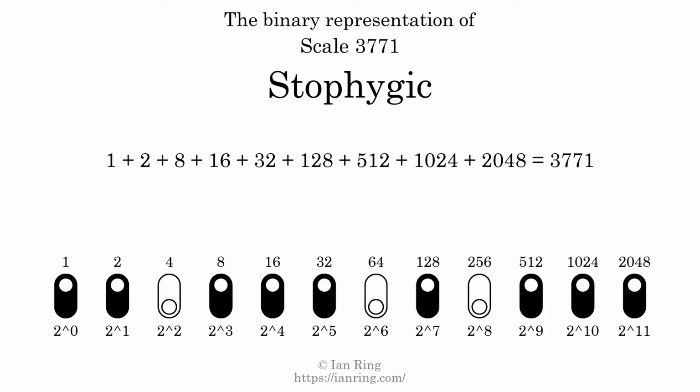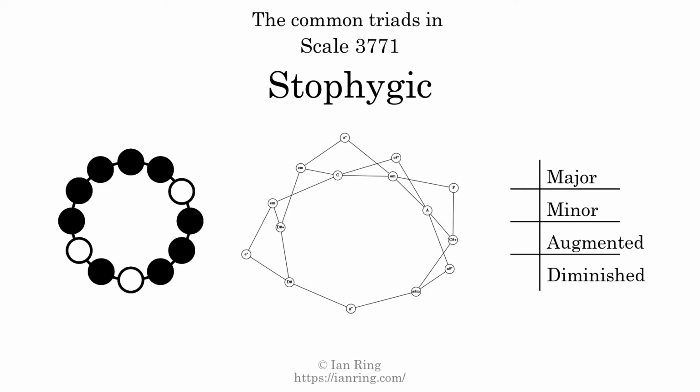3771. The scale number not only enumerates the scale with a unique index, but it also literally describes the tonal content of the scale. Represented as a binary number in base 2, the scale number is 111010111011. Here are the common triads present in this scale.